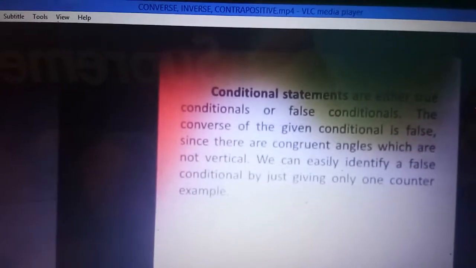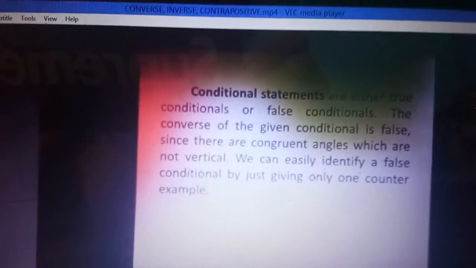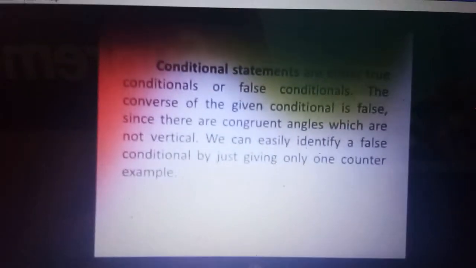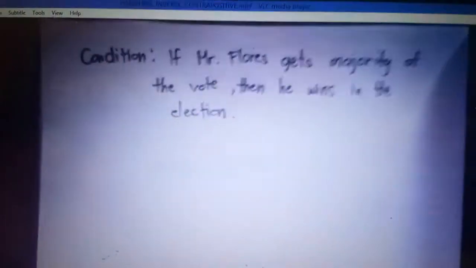Conditional statements are either true or false. The converse of the given conditional is false since there are congruent angles which are not vertical. We can easily identify a false statement by giving only one counterexample.